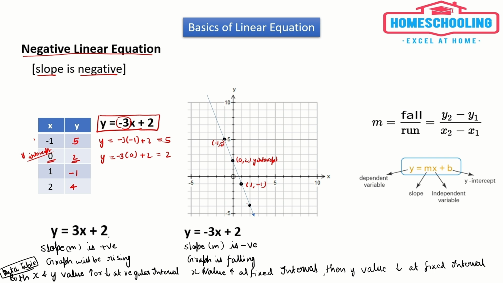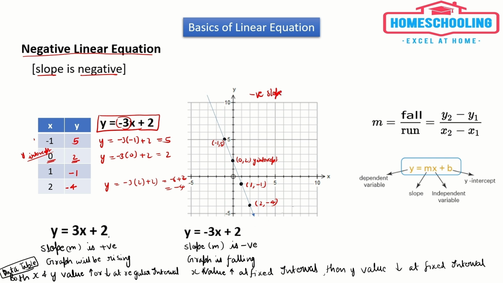I think it should be negative 4, I guess. Let me check one more time. Minus 3 into 2 plus 2. So it's going to be minus 6 plus 2. That would be negative 4. So this is going to be negative 4. So 2, negative 4. Now we have plotted this linear equation, and as we can see here, whenever we are increasing the value of x, the y value is decreasing from positive 5 to negative 4. So this graph has a negative slope, as the line of the graph is moving in a downward direction.